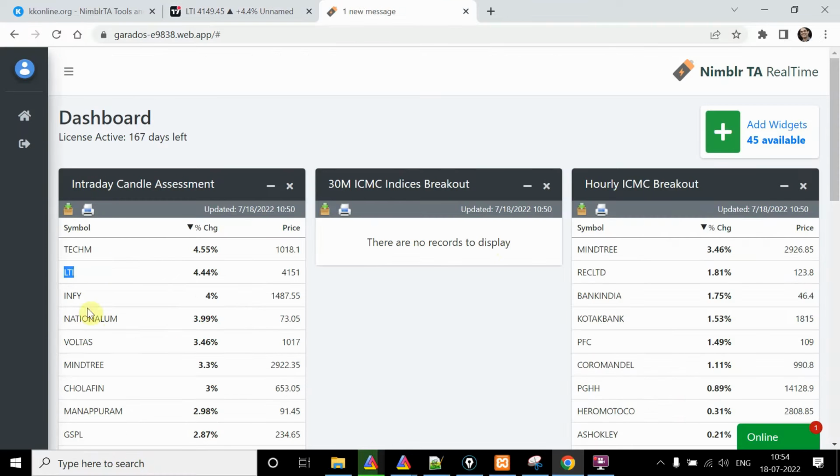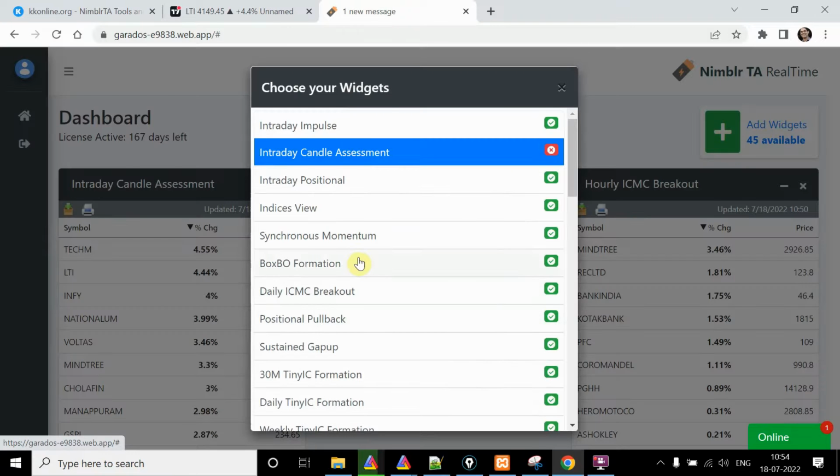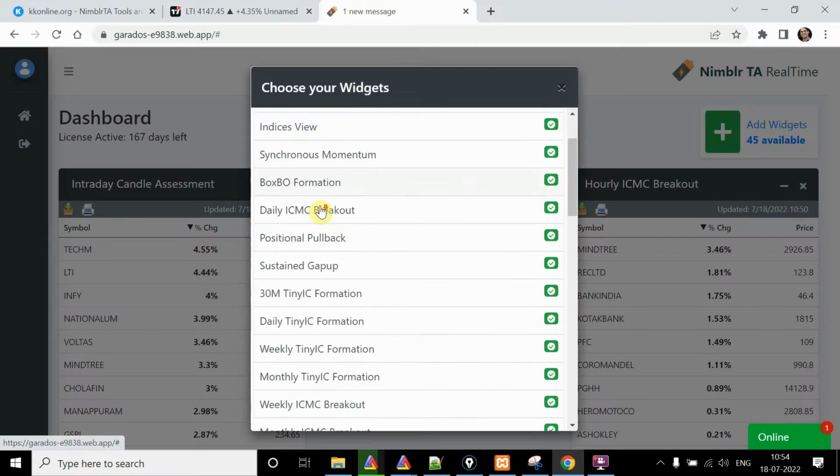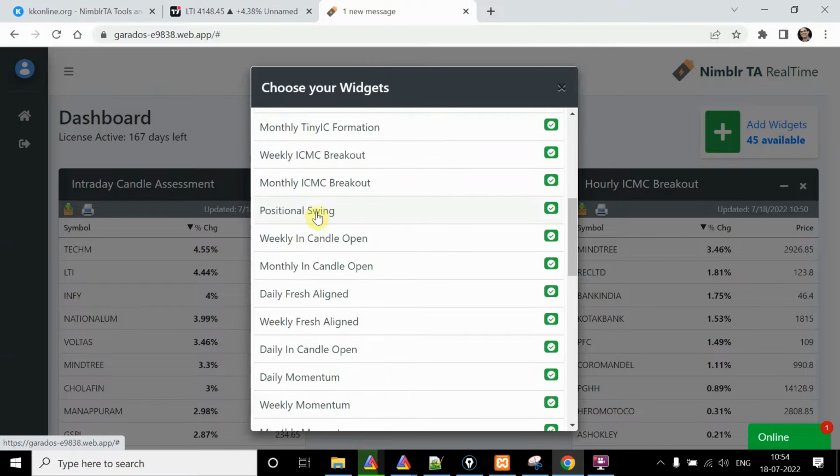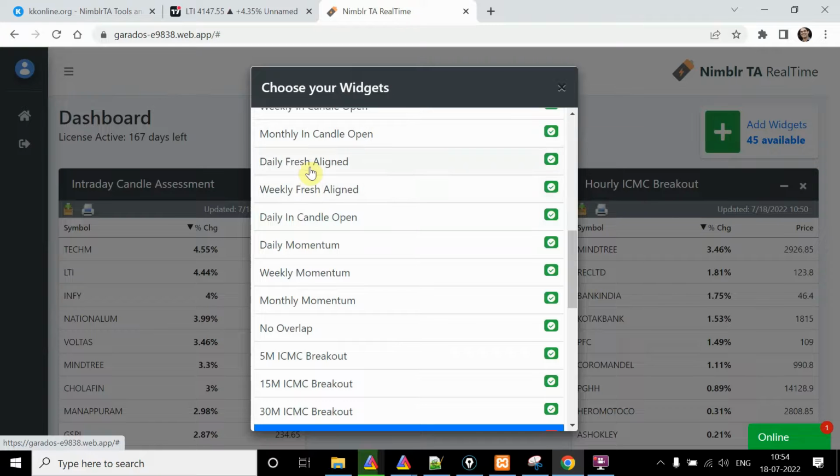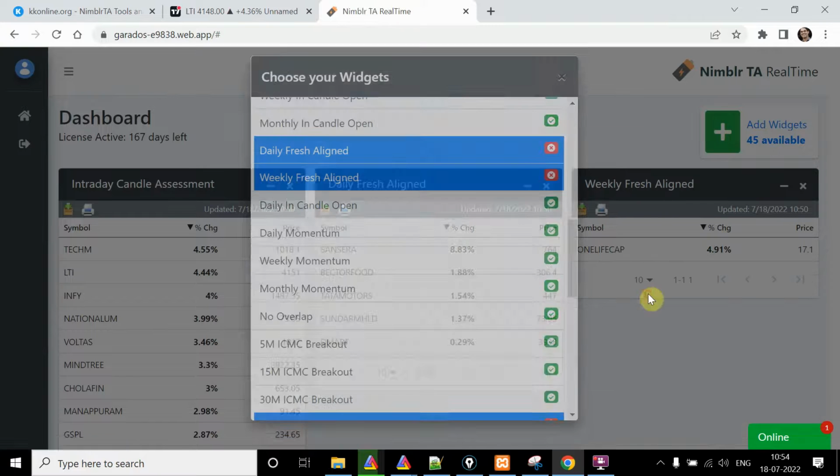Same is the case for other stocks over here. Now, let's see some stocks which are giving an impulse at this very moment. We talked about most of these. Now, let's also talk about daily and weekly freshly aligned stocks.